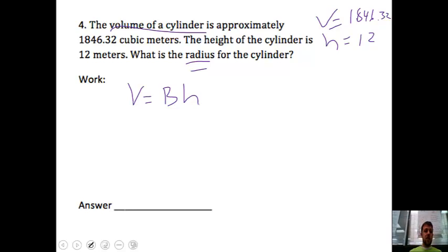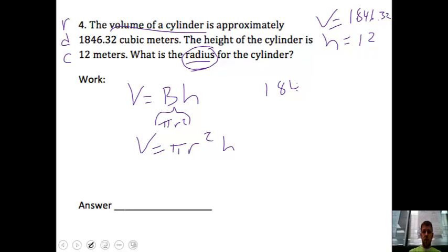If I see either radius, diameter, or circumference anywhere in this problem, I need to unpack the base. I notice I see radius, and so I need to unpack B, so pi r squared. So V is equal to pi r squared times height. Now let's put in what we know. We know that the volume is 1846.32, and we know that pi is that. We know radius is squared, and we know the height is 12.